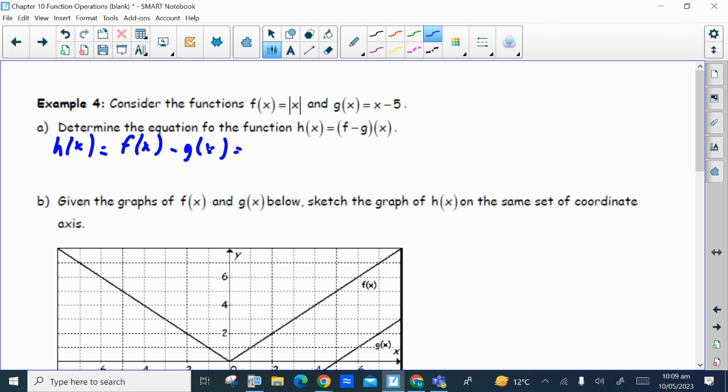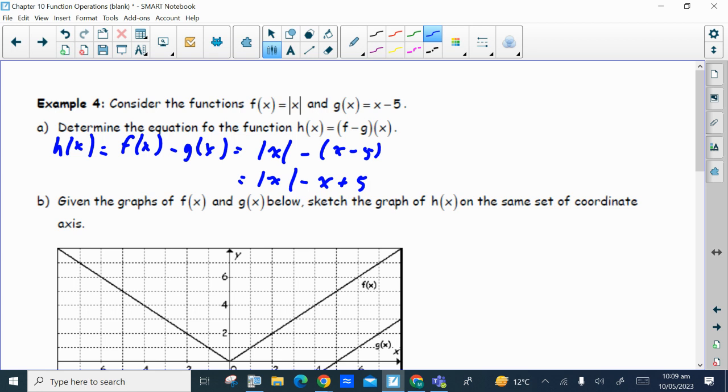And when you're subtracting, the order absolutely matters. So f at x is the absolute value of x minus all of g. So again, it's like it's in brackets. And when you remove the brackets, all the signs change. And so there's that equation.